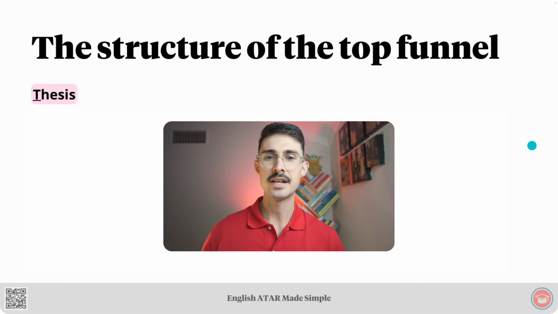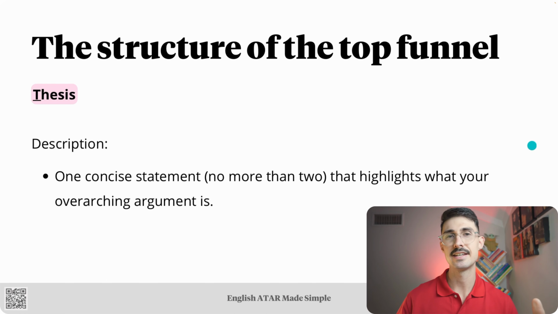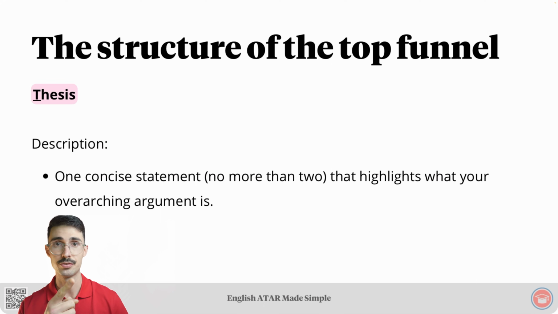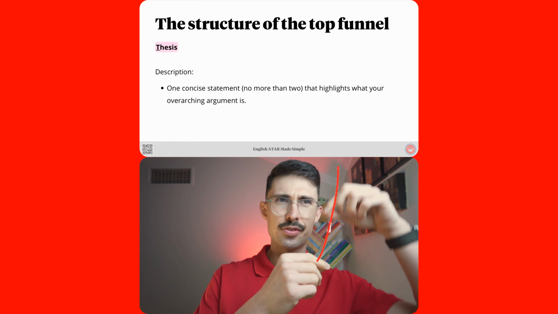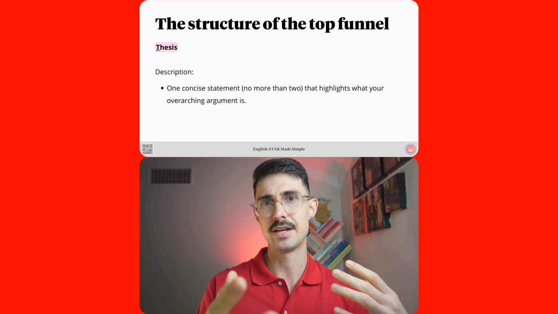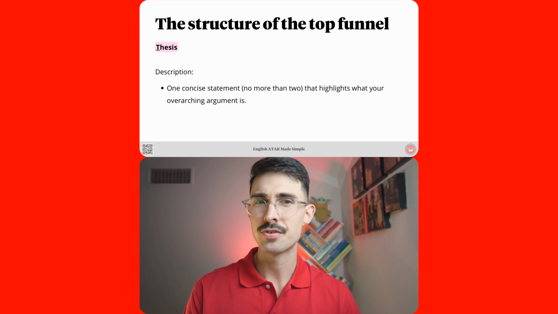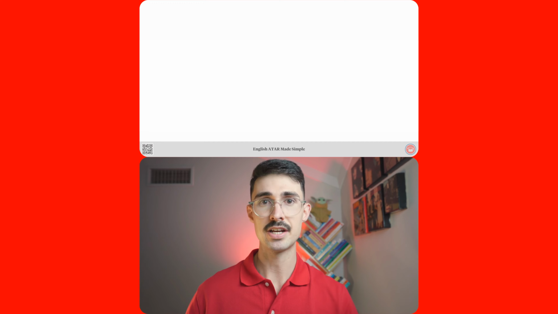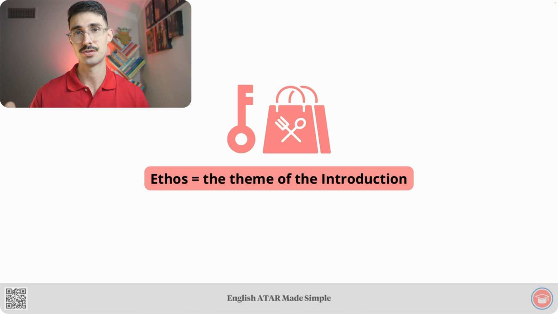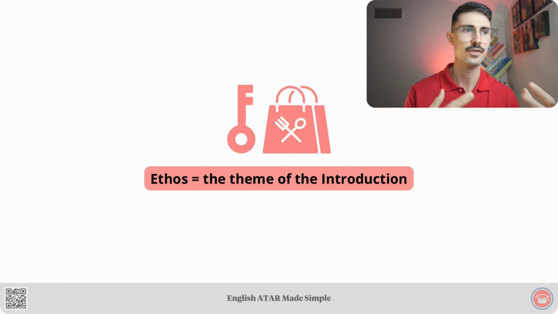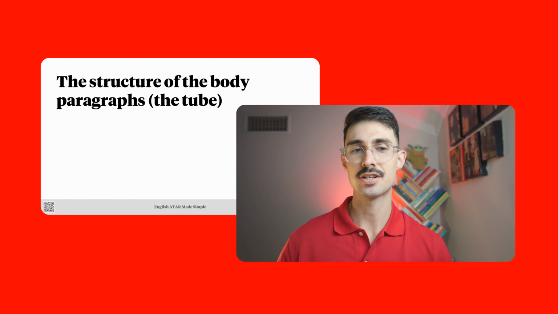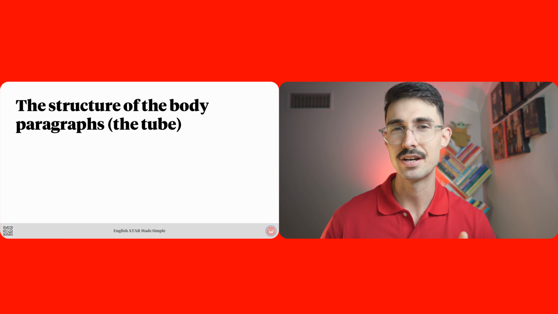Our final element in the top funnel is the thesis, and this is 1 concise statement, no more than 2, that highlights what your overarching argument is. Your thesis is like the thread that runs through your entire speech. Everything you say is designed to support it. And that is the structure of the introduction. Here is a key takeaway in relation to it. Ethos is the theme of the intro. Remember, this is the category of rhetoric that involves the speaker appealing to the authority or credibility of himself, herself, themselves. Now let's move on to the structure of the body paragraphs, which we already know is the tube.